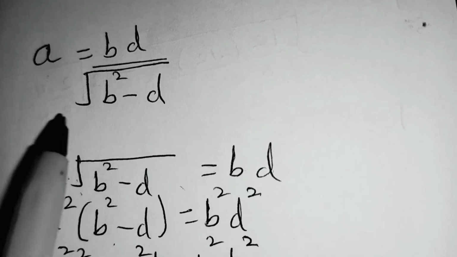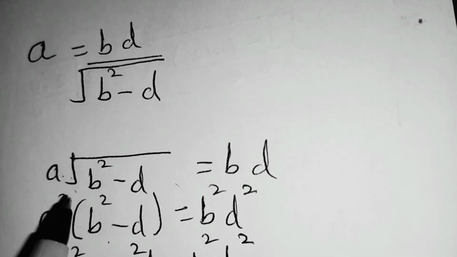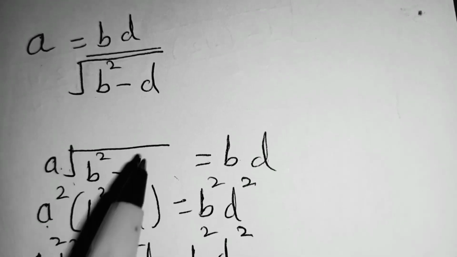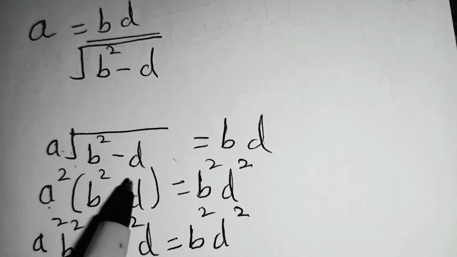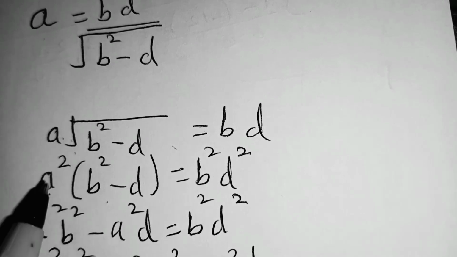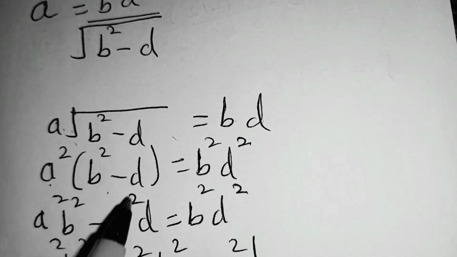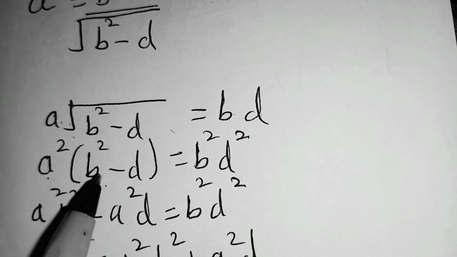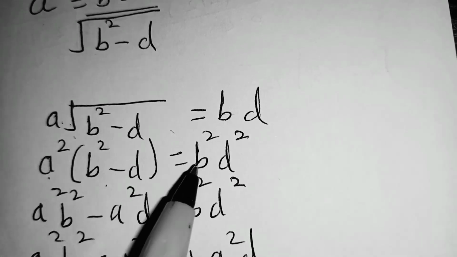So before we wind up, we can do the recap. So the first step which you do, you multiply by the denominator. Our denominator is square root of b squared minus d, which we have done here. Then from there, you square everything. So a squared is a squared, square root of b squared minus d. When you square, it will be b squared minus d, which is equal to b squared d squared.